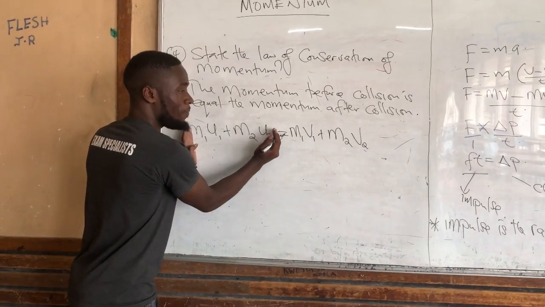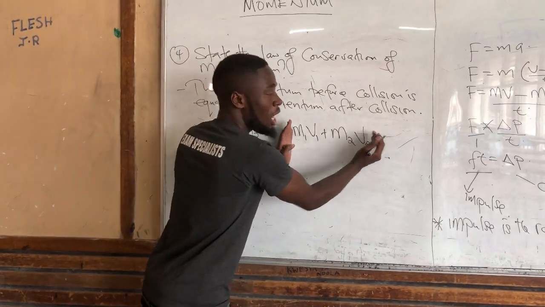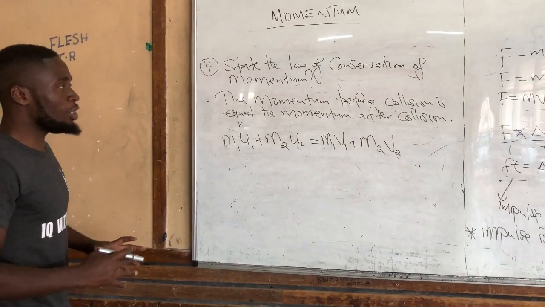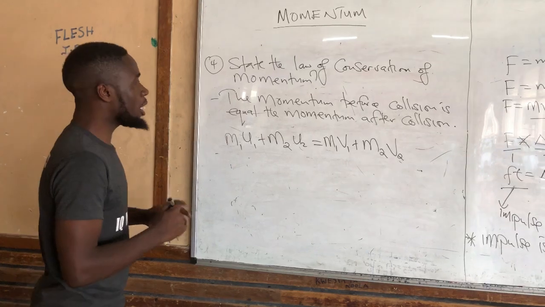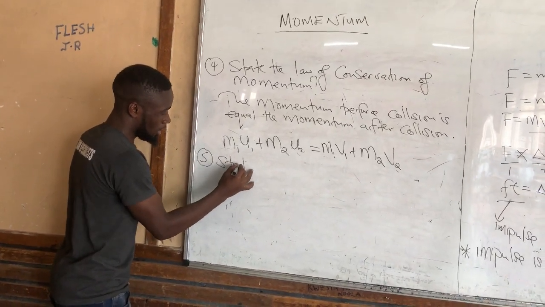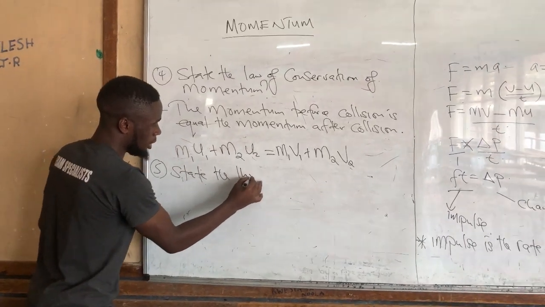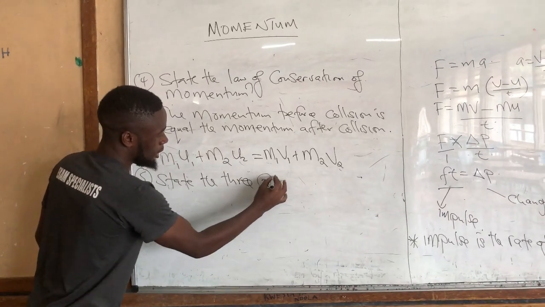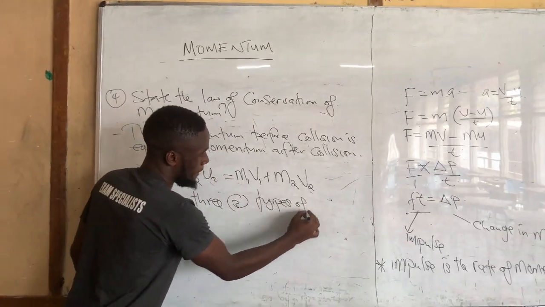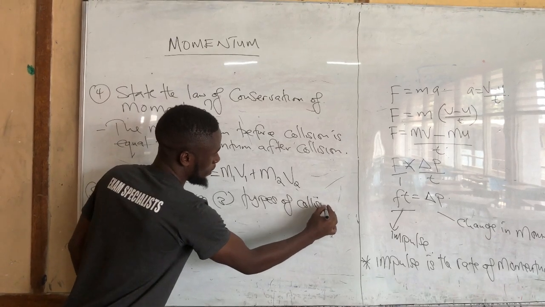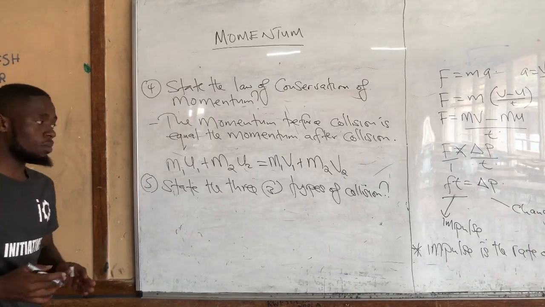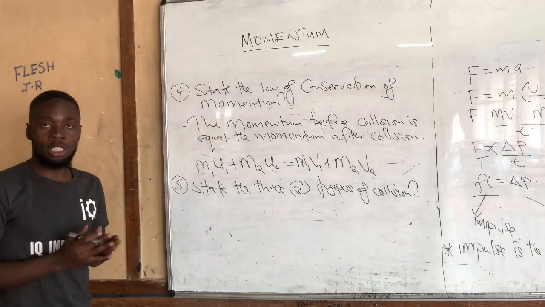The momentum before collision is equal to momentum after collision. Okay, so this is the law of conservation of linear momentum. So now let's talk about the three types of collision. State three types of collision and explain them.